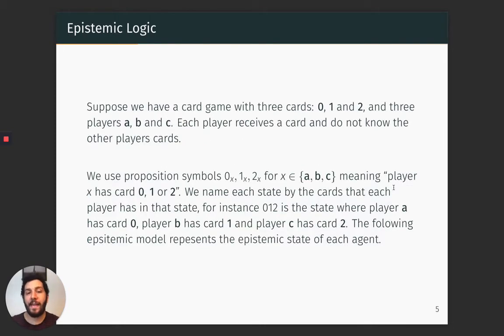So let's go to our example. Suppose we have a card game with 3 cards, 0, 1, and 2, and 3 players, A, B, and C. Each player receives a card and does not know the other players' cards. We use propositional symbols like 0x, 1x, and 2x, that mean player X has the card 0, or 1, or 2. And we also label the states by the cards that the players are holding. For example, state 0, 1, 2 is the state where player A has the card 0, player B has the card 1, and player C has the card 2.